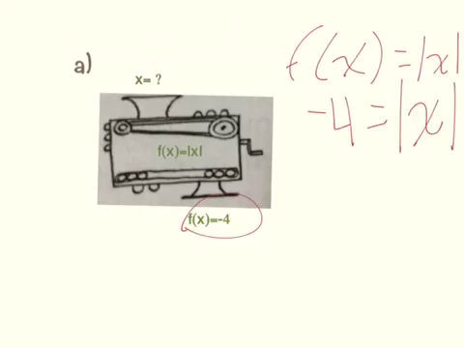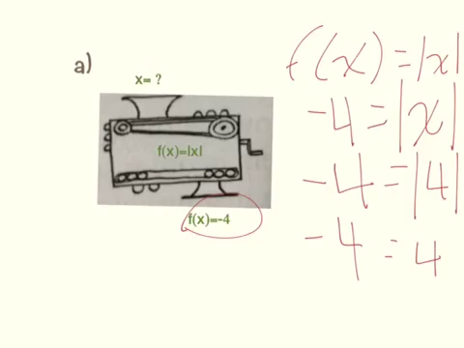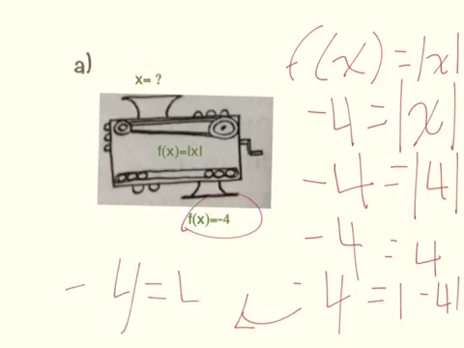So we wouldn't be able to say that negative 4 equals, let's say we did x is 4. So the absolute value of 4 would be 4. And so negative 4 does not equal 4. Or if we did the absolute value of negative 4 equals negative 4. That's still not true because the absolute value of negative 4 is 4. So negative 4 will never equal 4. So there's no solution.